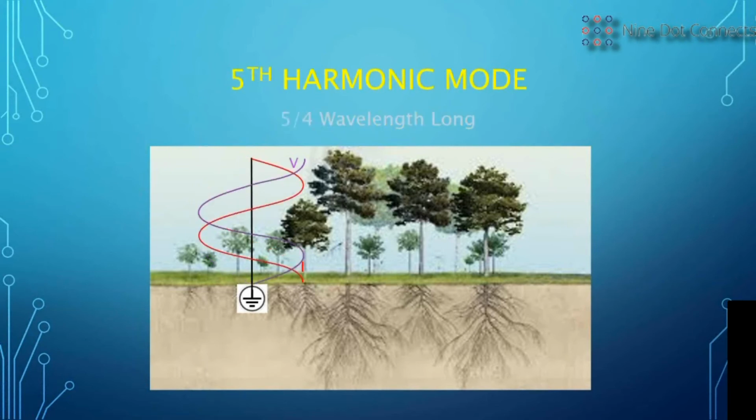We also can say something about the fifth harmonic mode, 5/4 wavelength long. It also meets all the boundary conditions, as does the seventh harmonic, which is 7/4 wavelength long, and all other odd harmonics fall in line.